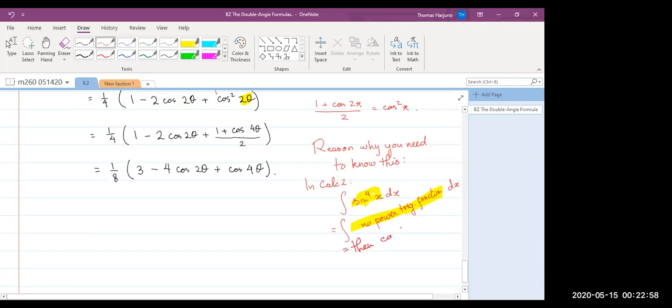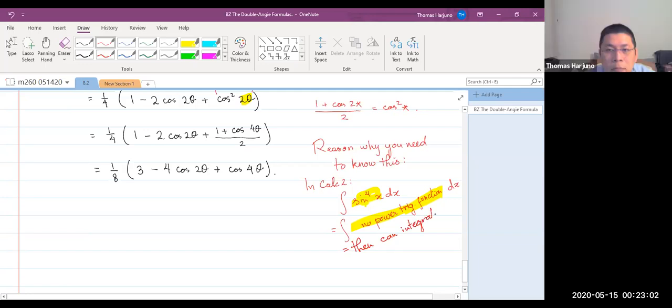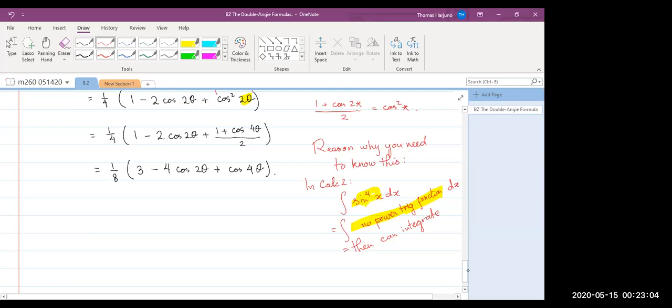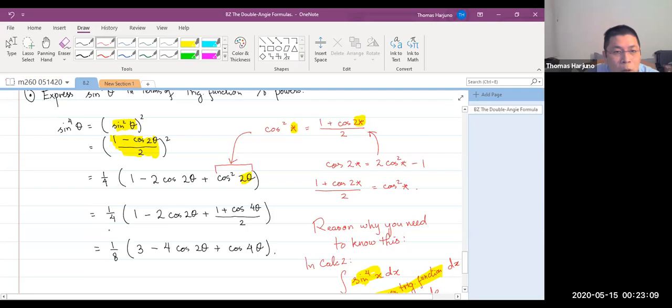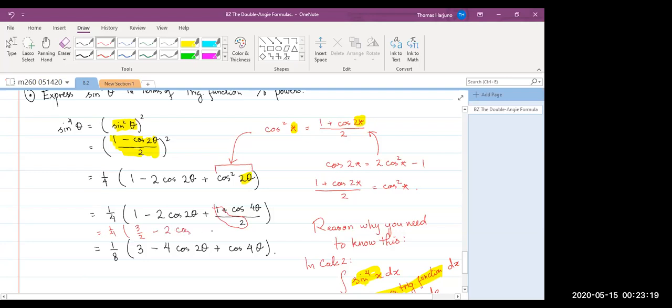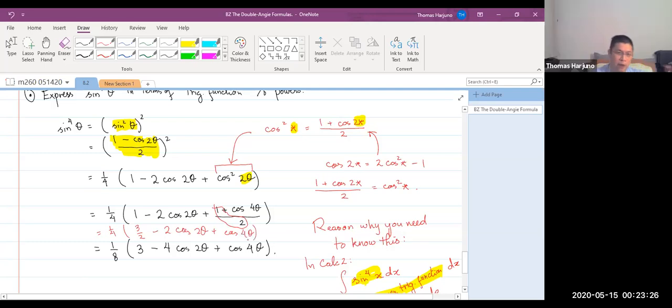Professor, a quick question. You factored out the 2 from there. Why is 3 the first number you get? Oh, okay. See, this is 1/4, and I take the 1/2 here, so it becomes 3/2. Okay, I see. Thank you. Then I factor another 1/2 out. That's how I get that.